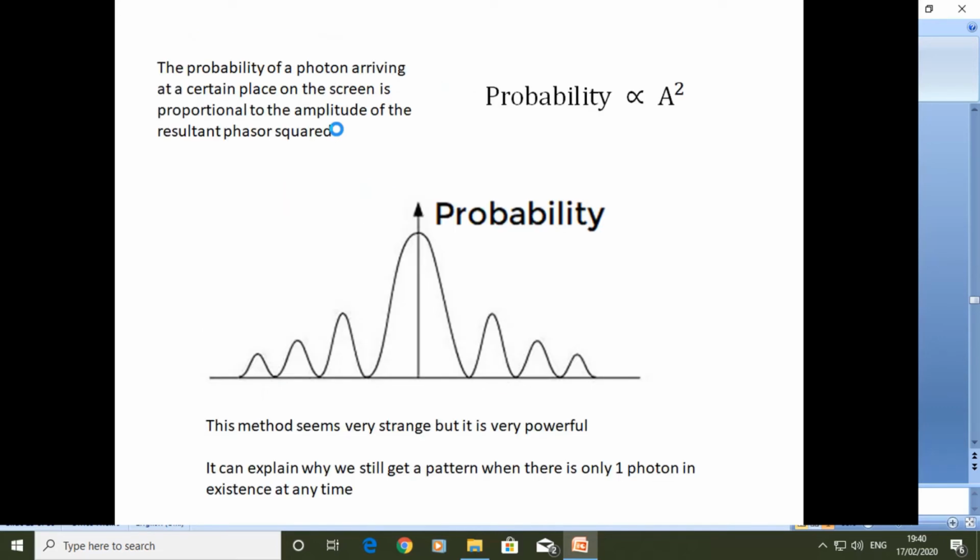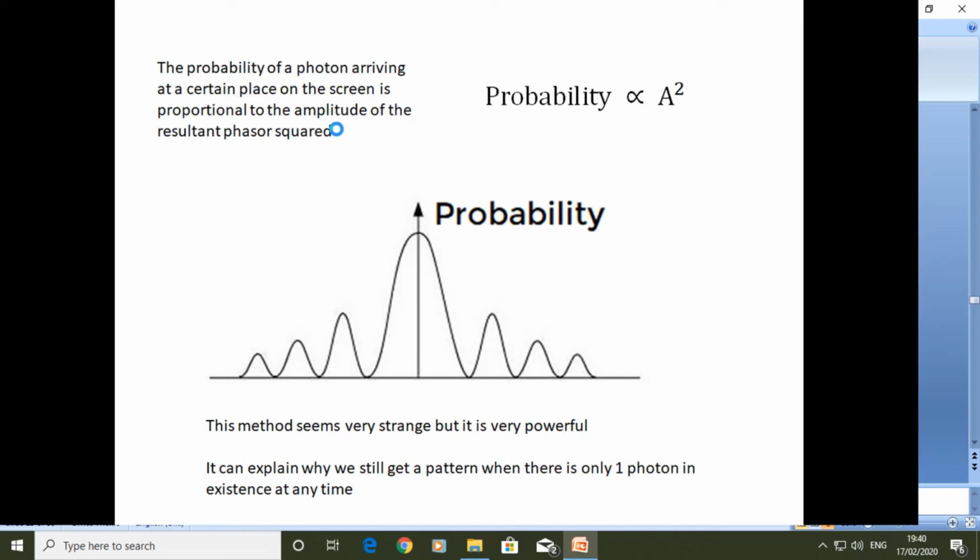So we can work out the probability of a photon arriving at a certain place on the screen, and the probability is proportional to the amplitude of the resultant squared. So we find the resultant phasor, we measure its amplitude, and then the probability is proportional to its amplitude squared. Don't forget the squared. And if we do that across the screen, what we find is that there are places where the photons will probably turn up, and there's places where they will probably not turn up. In other words, it explains our pattern.